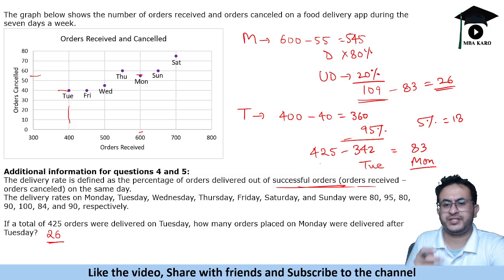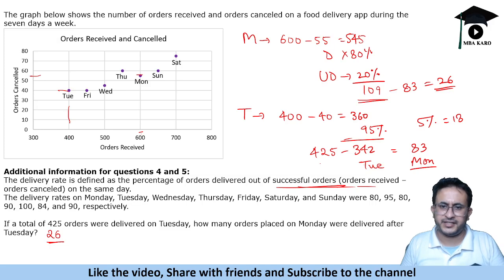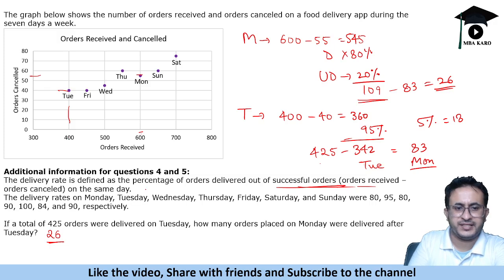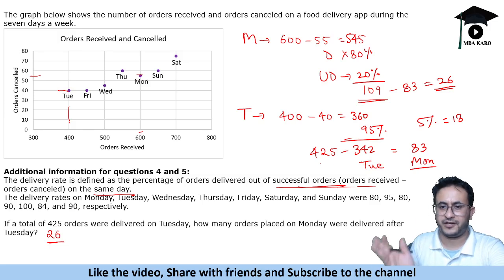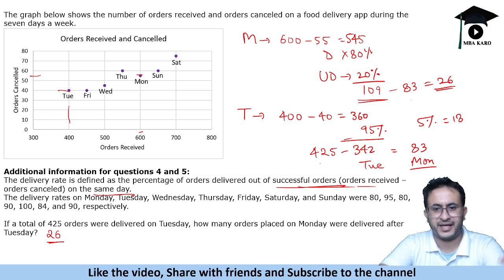And this was the next question, in which undelivered orders then get delivered on the next day. So Monday 109 undelivered. Now on Tuesday we have 342 delivered of Tuesday, because the delivery rate is for the same day. So Tuesday we get 342 delivered. 425 are the total deliveries. That means 83 deliveries are of Monday. Now out of 109, 83 are delivered on Tuesday, so 26 remain undelivered and they are delivered after Tuesday.